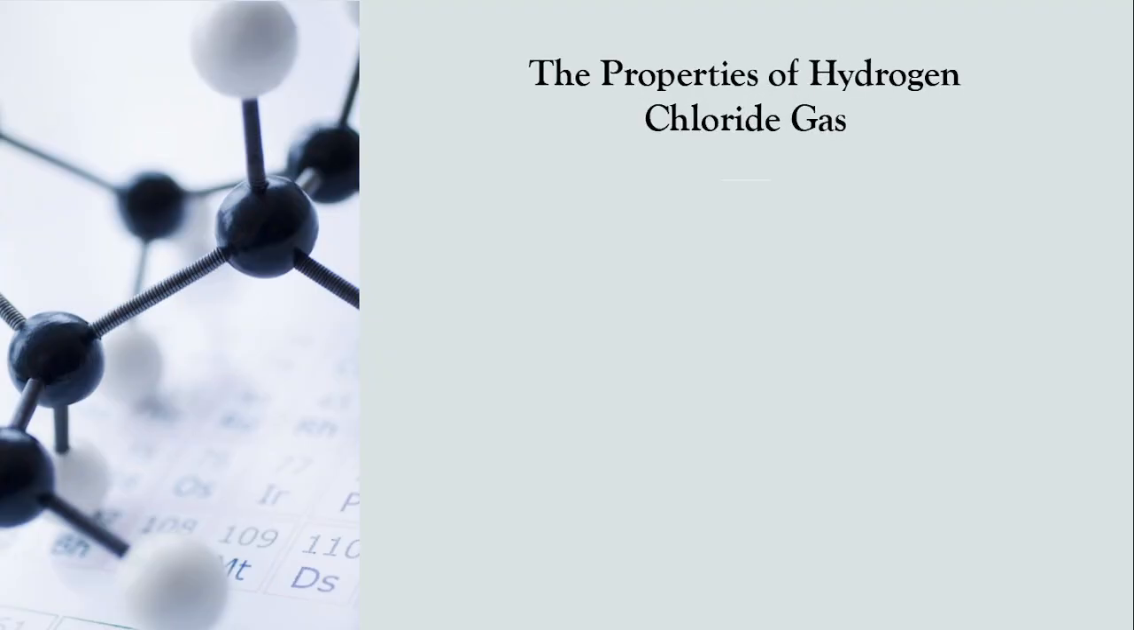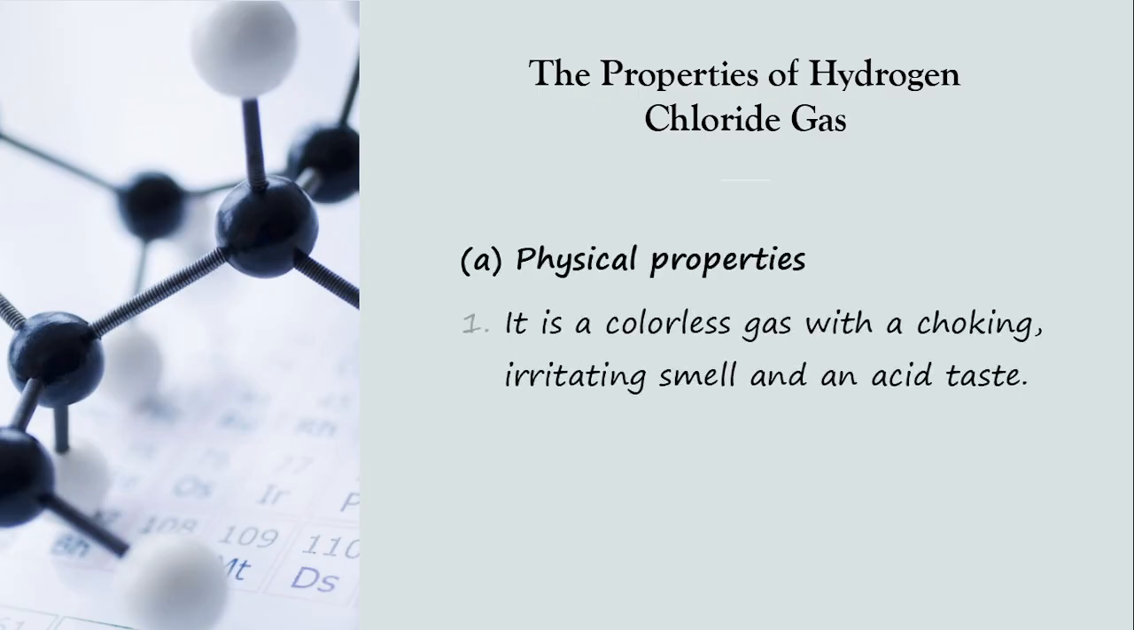The properties of hydrogen chloride gas. We start with the physical properties of hydrogen chloride gas. The first one is that it is a colorless gas with a choking, irritating smell and an acid taste. So this is the first physical property of hydrogen chloride gas. It is simply a colorless gas, meaning that it has no color. This is a gas with these features: the choking, irritating smell and an acid taste.